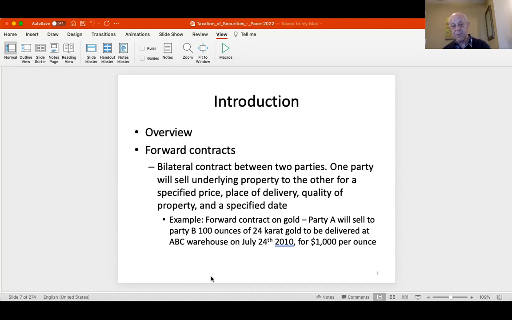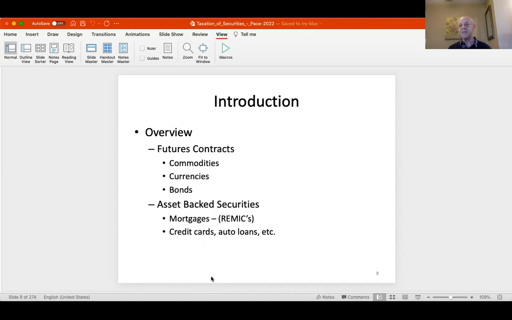And the difference between a forward contract and a futures contract is that a futures contract basically has all the same terms as a forward contract. We deal with a specified property. There's going to be a specified amount, a specified price, and a specified delivery date. But futures contracts are traded on an exchange. They're not individual contracts. The futures contract has specified terms. So if it's a gold contract, it's always 100 ounces. It's always 24 carats. And there's a list of warehouses where the gold will be delivered to. And you can pick and choose whichever warehouse you want. And these contracts can trade on an exchange.